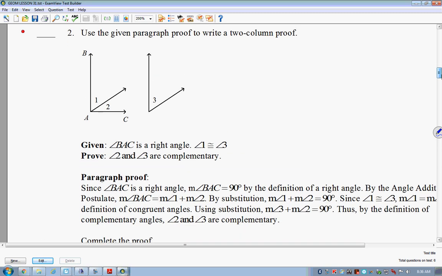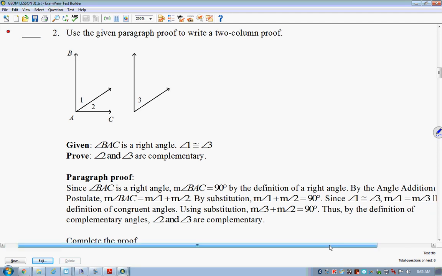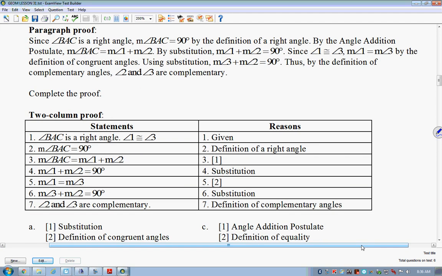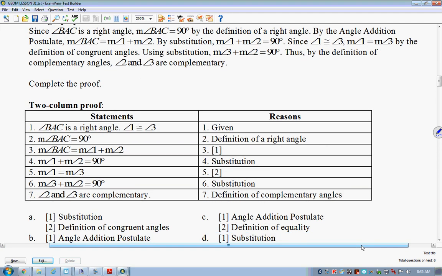All right. Number 2 says use the given paragraph proof to write a two-column proof. So kind of working backwards here a little bit. Okay. So this is an example of what a paragraph proof would look like. It says since angle BAC is a right angle, measure angle BAC is 90 degrees, by the definition of a right angle.